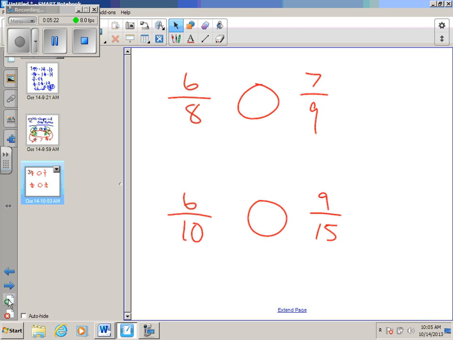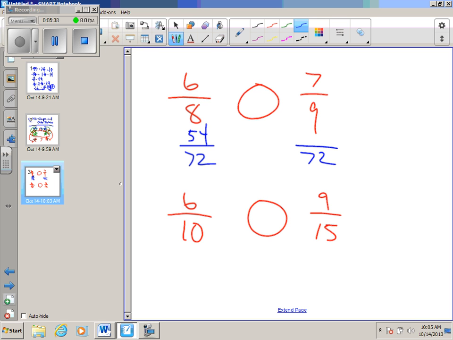6/8, 7/9. Common denominator. Which one? 72. So 8 times 9 is 72. So 9 times 6 times 8 times 8. Therefore, less than. 6/8 is less than.